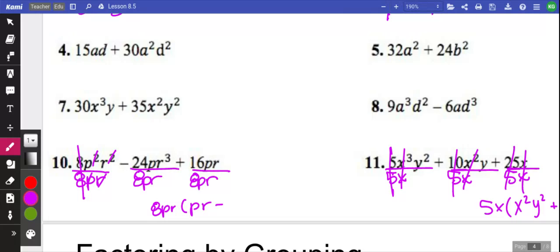Minus 24 divided by 8 is 3. P's cancel. Take away an r, leaves me with 2. 16 divided by 8 is 2. Take away p, take away an r, and that's all that's left.